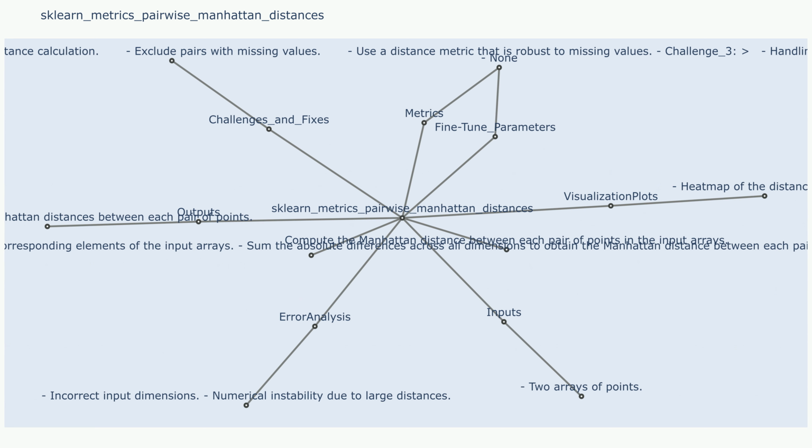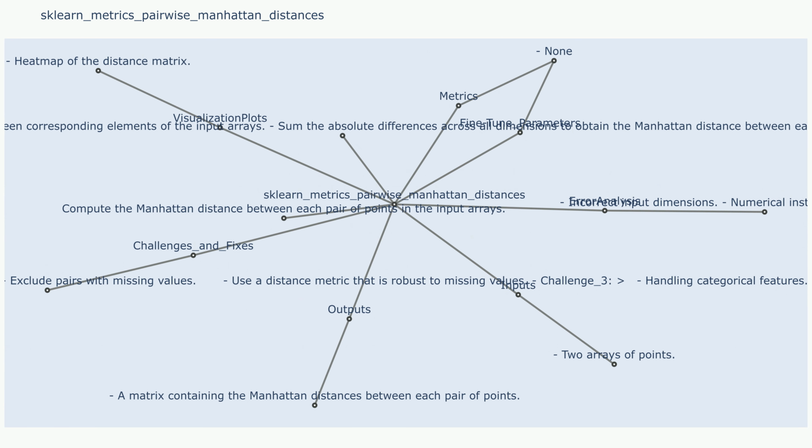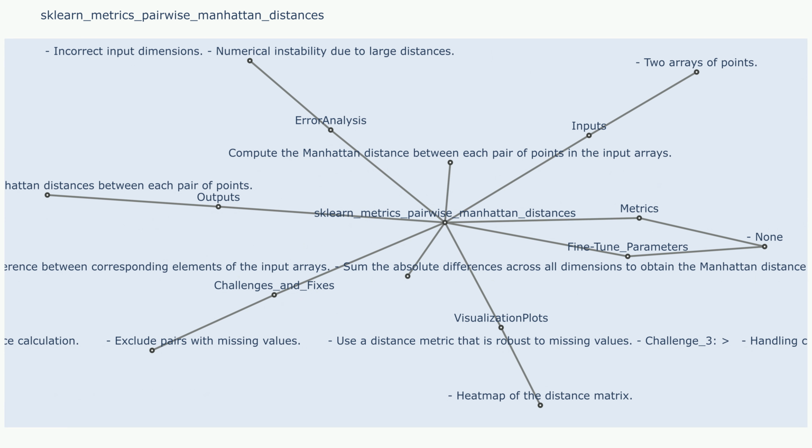Fixes to challenge 1. Feature selection. Reduce the dimensionality of the data by selecting the most relevant features. Dimensionality reduction. Apply techniques like principal component analysis (PCA) to project data into a lower dimensional space while preserving important variance. Challenge 2. Scale of features.